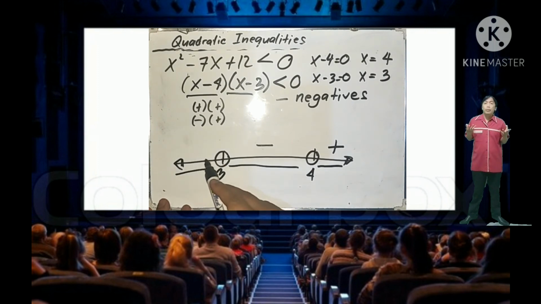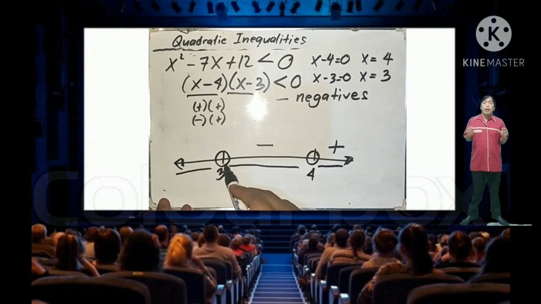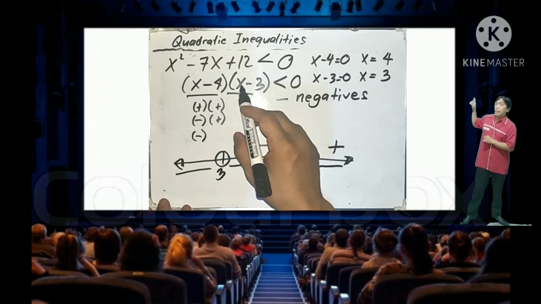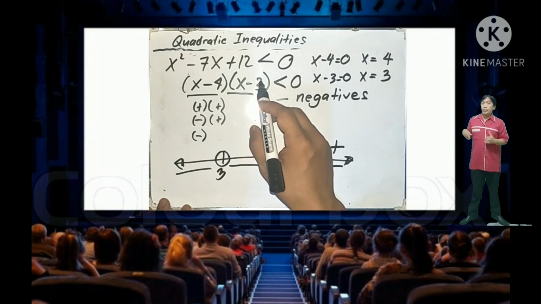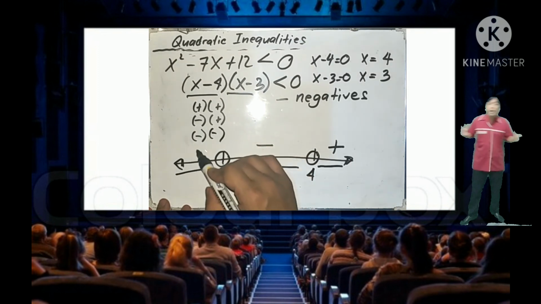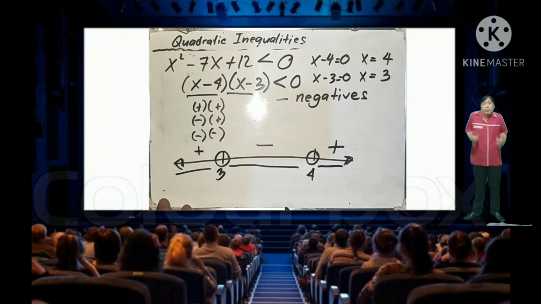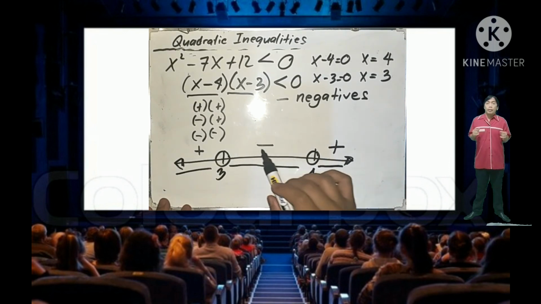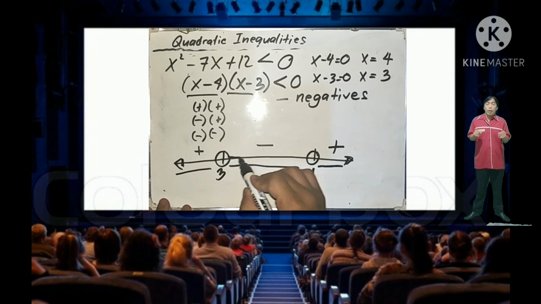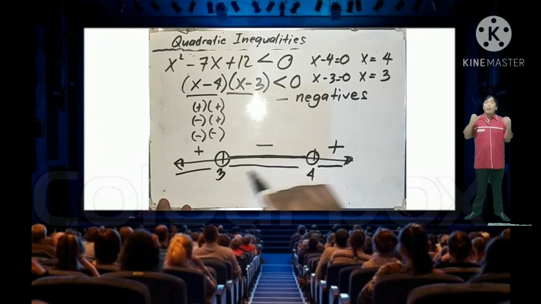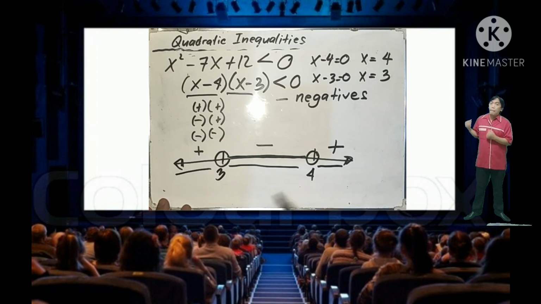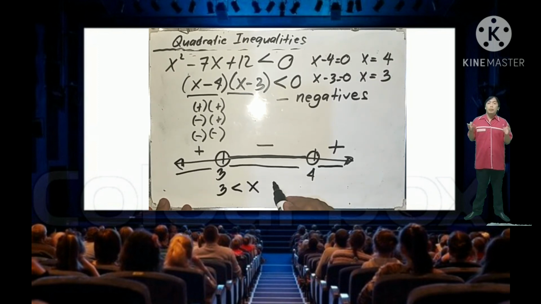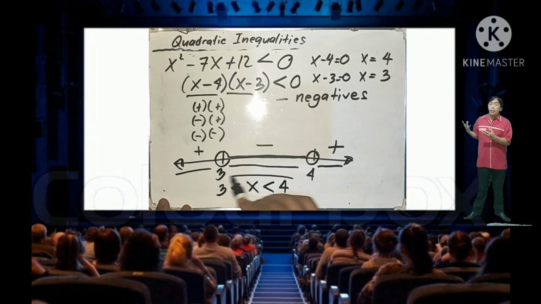Let us now try to think of a number here on the left side of 3, which is 2. Sa kaliwa ni 3 ay 2. So, 2 minus 4, that is negative. Since this is 2, 2 minus 3, that is also negative. So negative times negative, the answer is positive. Okay, so now, since we are looking for negative numbers, and this is positive and this is positive, this is the only negative. So the solutions are here in between 3 and 4. But 3 is not included and 4 is not included. So we can write this as 3 is less than x, and x is less than 4. So, these are the solutions.